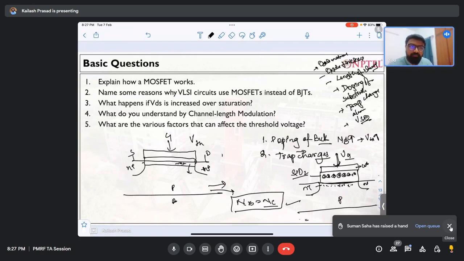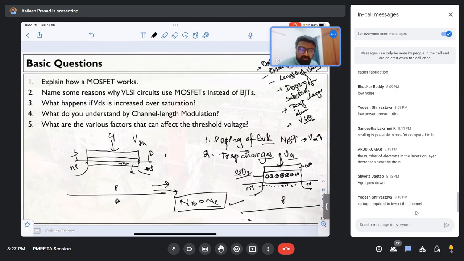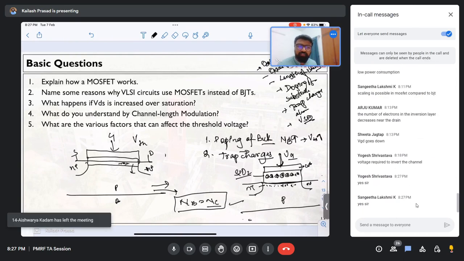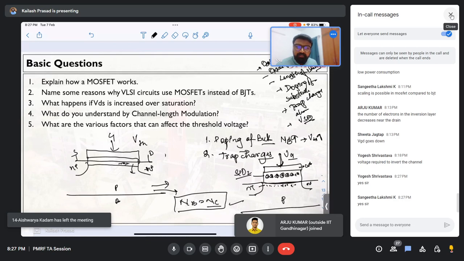And there are some positive charges already there in the oxide, not in the bulk, in the oxide, which will help you to create the channel. So the threshold voltage will reduce, not increase. Do you agree? Yes, sir. Everybody agrees? I need at least one yes from anyone. Okay, Sangeeta is saying yes. What about the others? Okay, I have at least two.